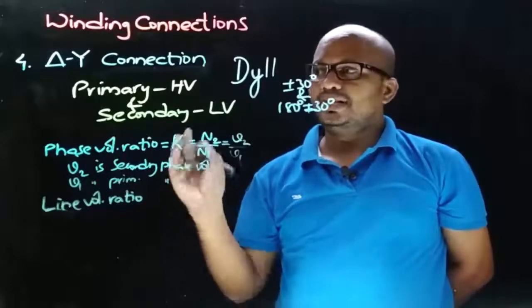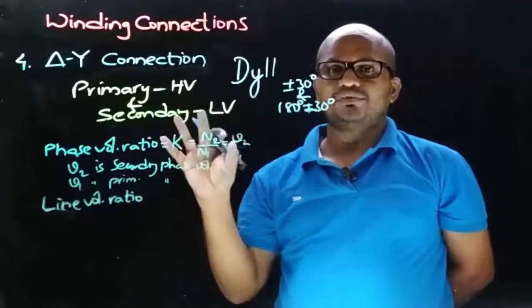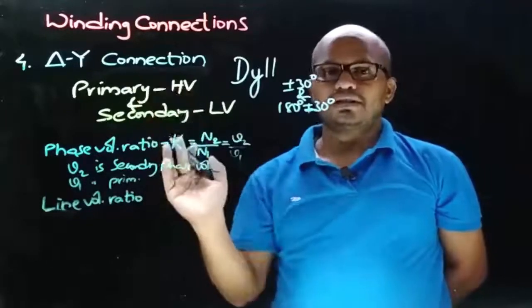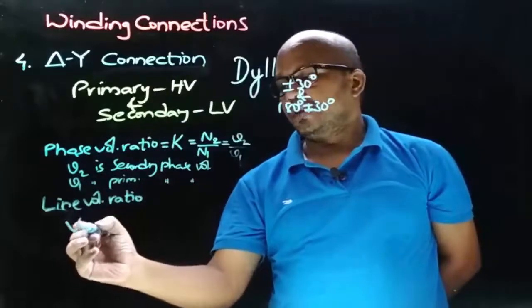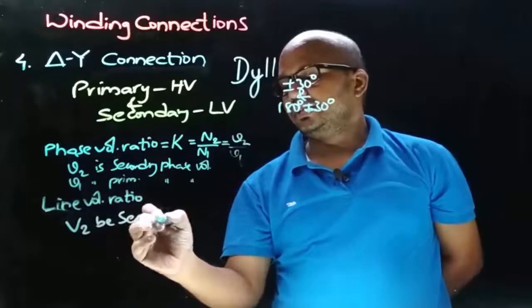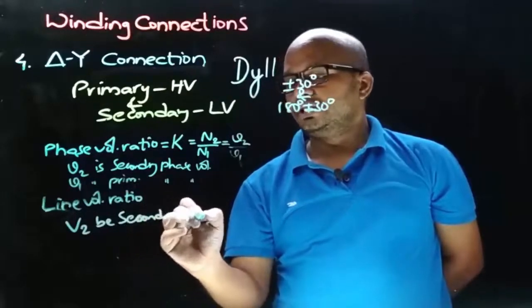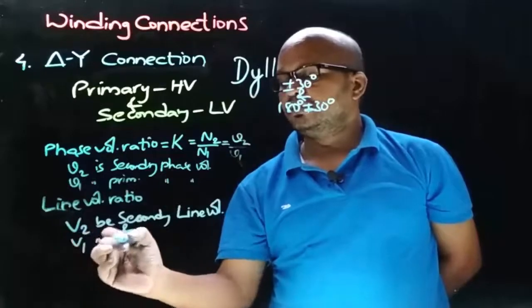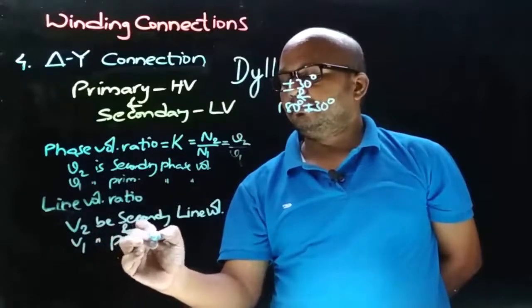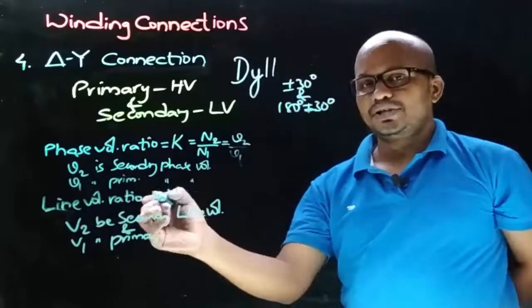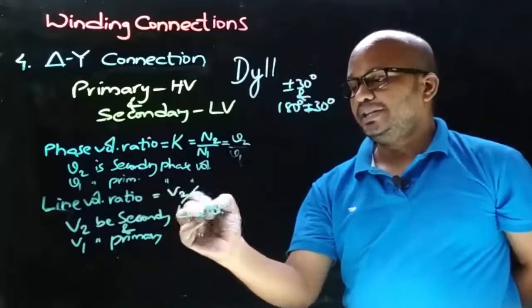That depends on the connection employed in the 3-phase transformer. So let's find out the line voltage ratio for delta star connection. Let capital V2 be the secondary side line voltage and capital V1 be the primary side line voltage. Therefore, the line voltage ratio is equal to capital V2 by capital V1.